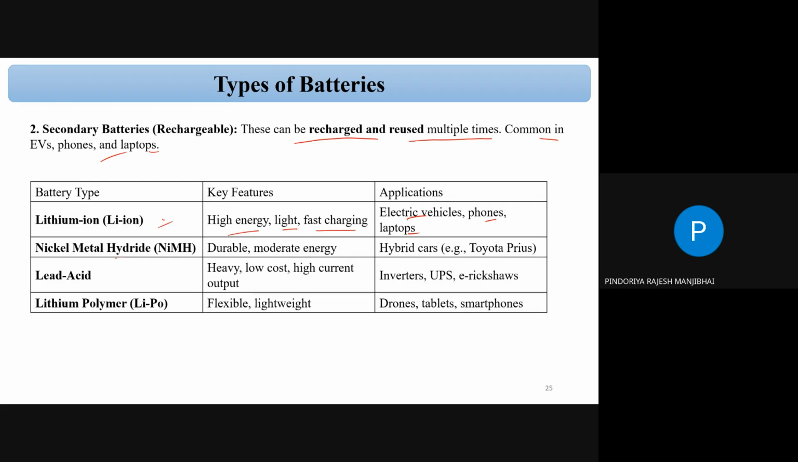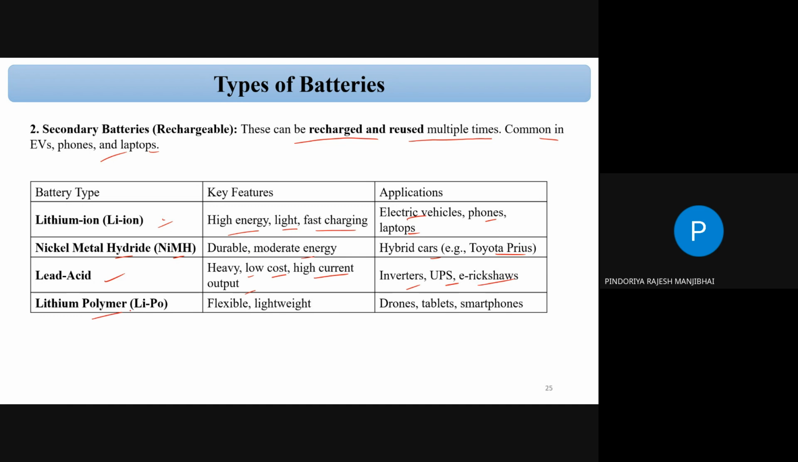Nickel metal hydride, NiMH. People are still not using it in commercial applications, but it is in research work. This is durable with moderate energy, used in hybrid cars. There is the Toyota Prius. Recently Toyota used a nickel metal hydride battery. Lead acid battery: no more use. Heavy, low cost, high current output. Inverter, UPS, e-rickshaw. Normally people use it, but after the lithium ion battery, lead acid is outdated.